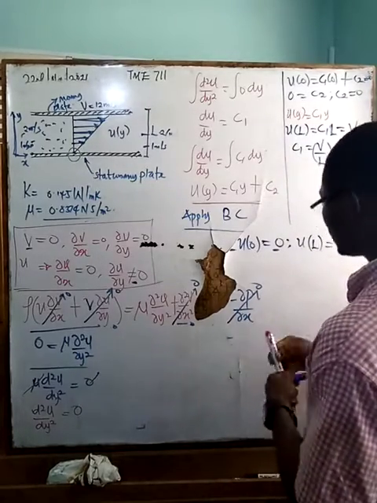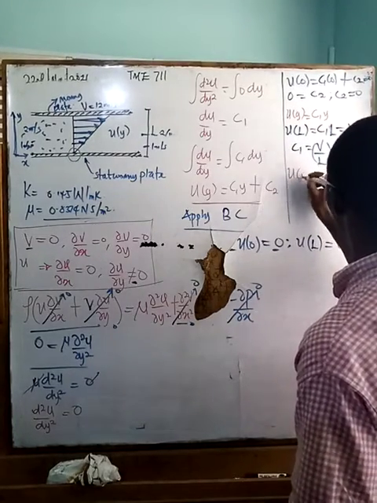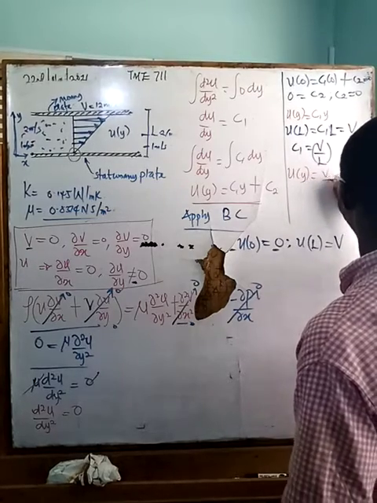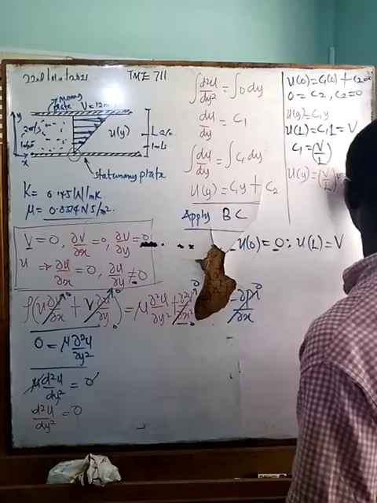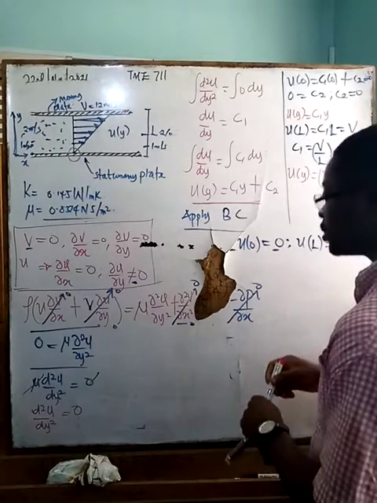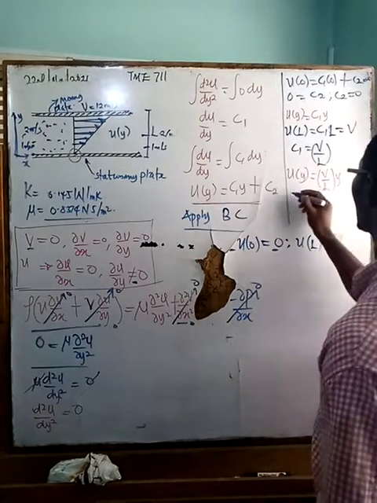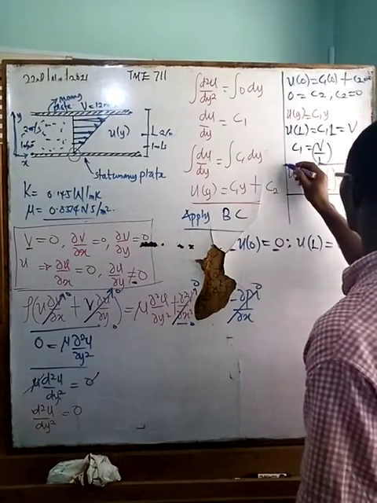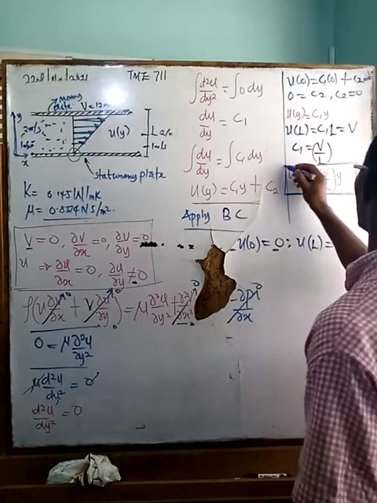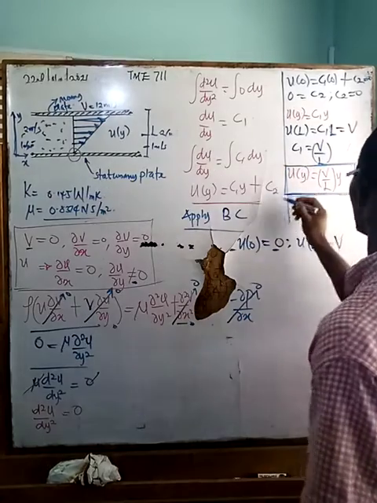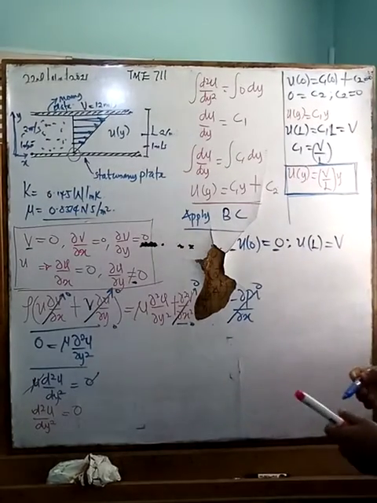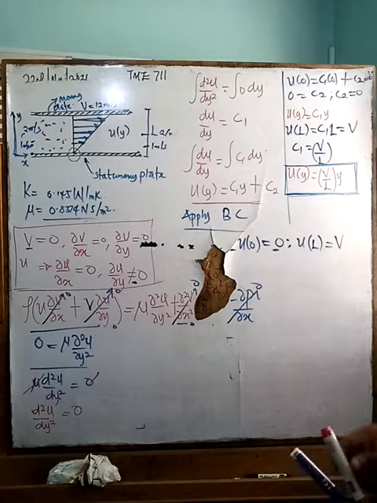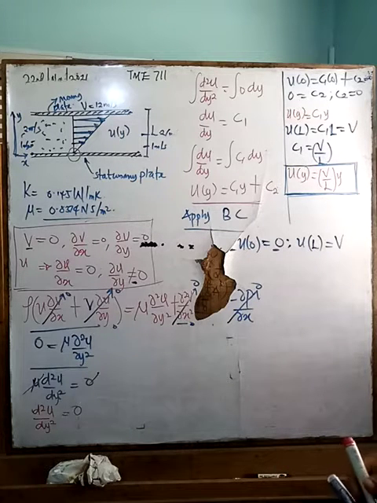So we have u of y is equal to V over L y. So this is the velocity equation for the flow of the fluid in the internal bearing. So this is question A1. We have just solved question A1. Now we go to the second part of the question, which is the heat dissipation.